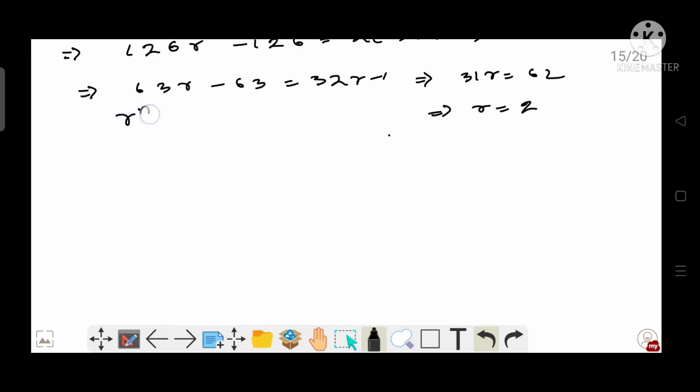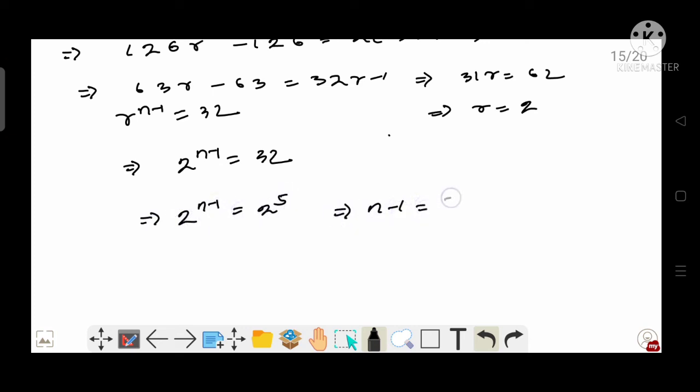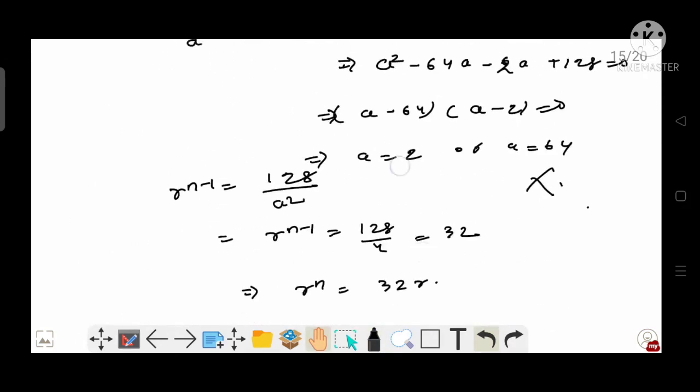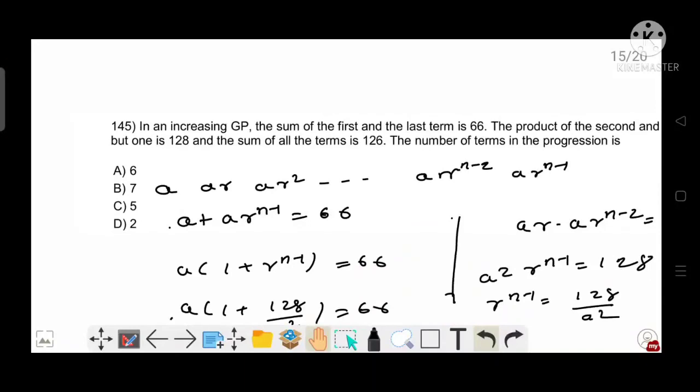Now r to the power n minus 1 equal to 32. This implies that 2 to the power n minus 1 equal to 32, which is 2 to the power 5. So n minus 1 equal to 5, n equal to 6, which is our answer. This is a lengthy question, but n equal to 6 is your answer.